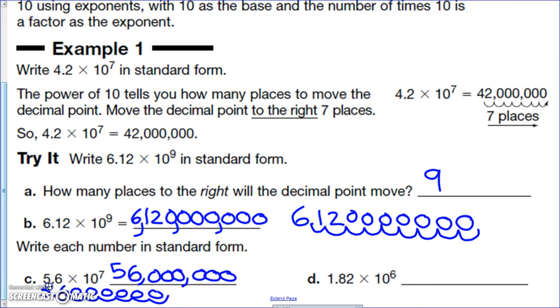For D, we have 1 and 82/100 times 10 to the 6th. So we're going to move the decimal place 6 places to the right. Then we fill in those empty 4 places with zeros, and we get 1,820,000.